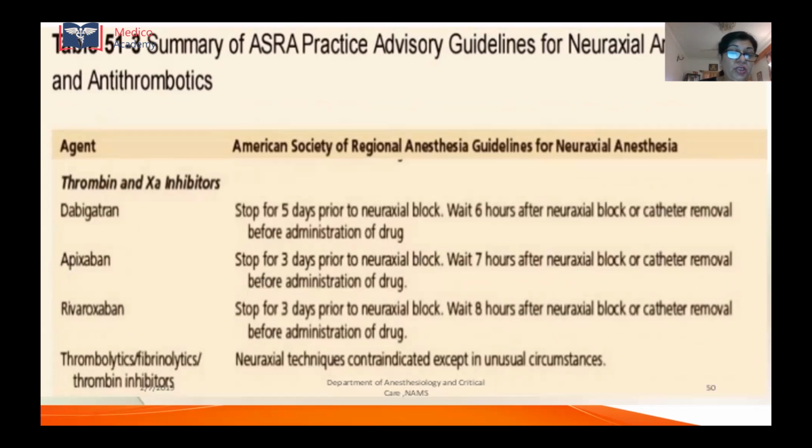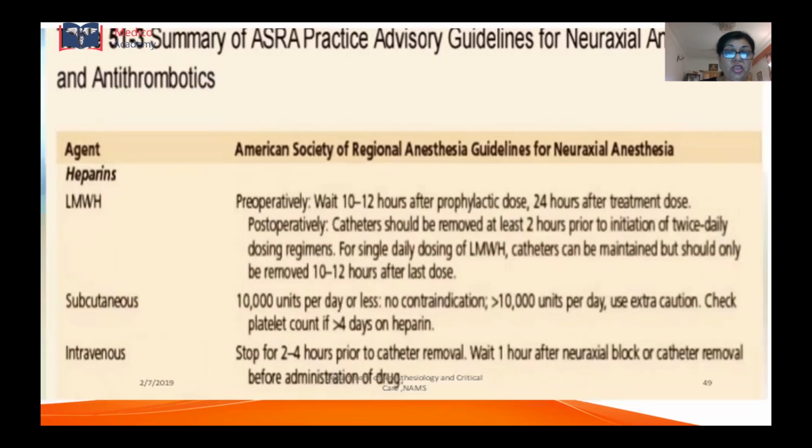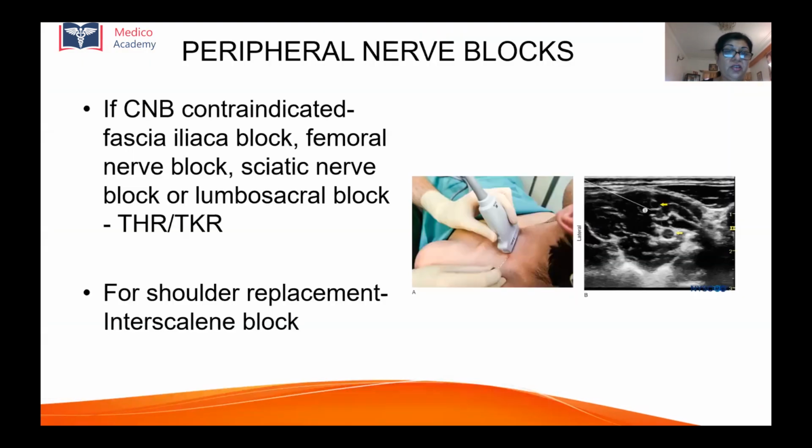Thrombolytics, fibrinolytics, and thrombin inhibitors: the neuroaxial techniques are contraindicated except in unusual circumstances. Low molecular weight heparin, preoperatively wait 10 to 12 hours after prophylactic dose, 24 hours after treatment dose. Postoperatively, the catheter should be removed 2 hours prior to initiation of twice daily dosing regime. For single dosing, the catheter can be maintained but should be removed 10 to 12 hours after the last dose. Subcutaneous 10,000 units can be given, and for intravenous, stop 2 to 4 hours prior to catheter removal. Wait 1 hour after neuroaxial block or catheter removal before administration of the drug.